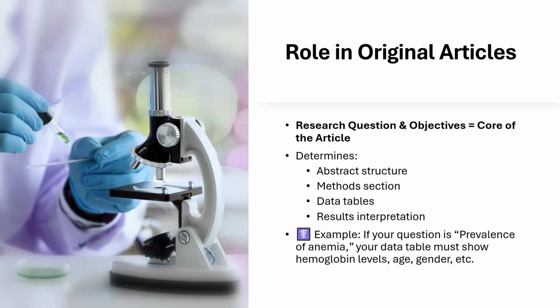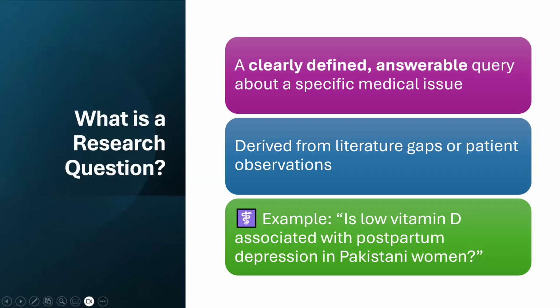For example, if your research question is the prevalence of anemia, then your data table must show different things like hemoglobin level, age, and gender, etc. So the research question defines how this research will proceed, how it will work, and how it will be structured and designed. So basically, research questions are the core of any research article. We have now studied the role of research questions in original research articles.